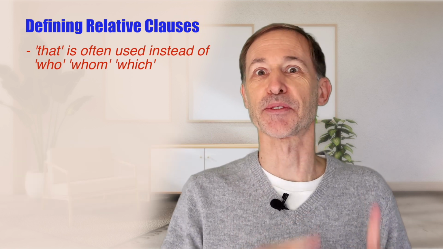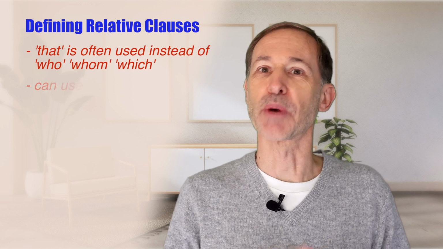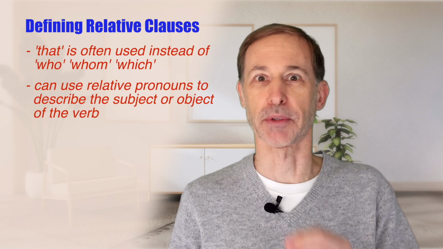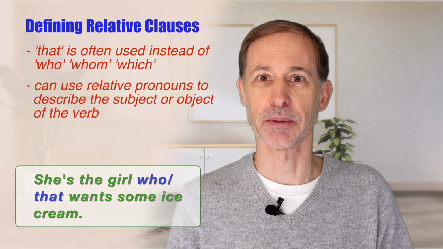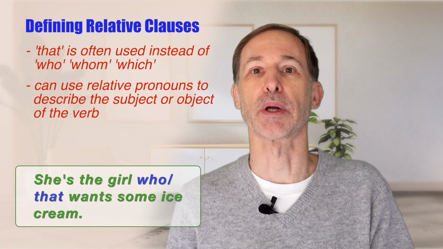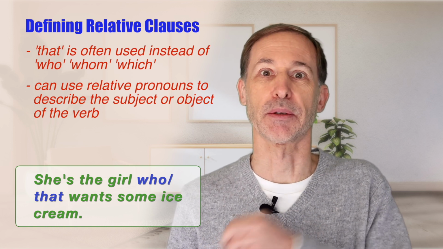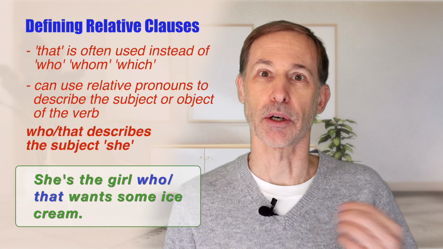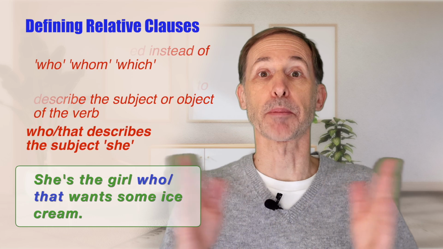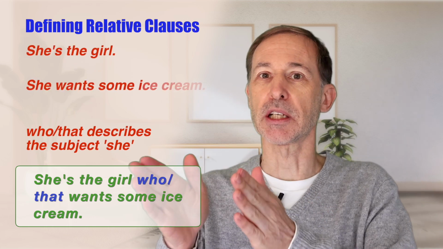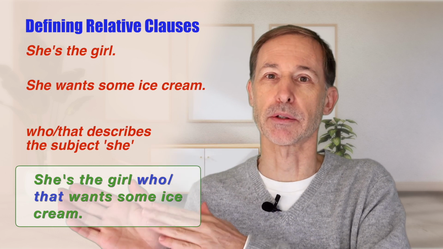And in relative defining clauses, relative pronouns can be used to describe the subject or the object of the verb. For example, she's the girl who or that wants some ice cream. So in this case, who or that is describing the subject, the girl. If we break it apart, you can think she's the girl, she or the girl wants some ice cream.